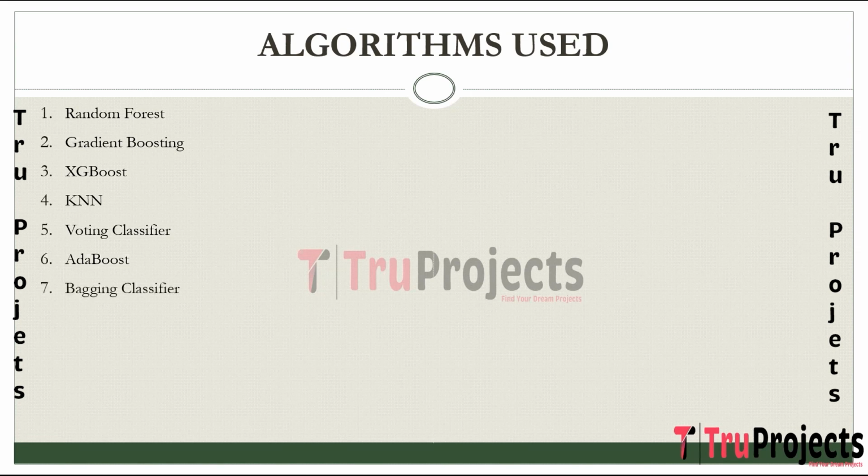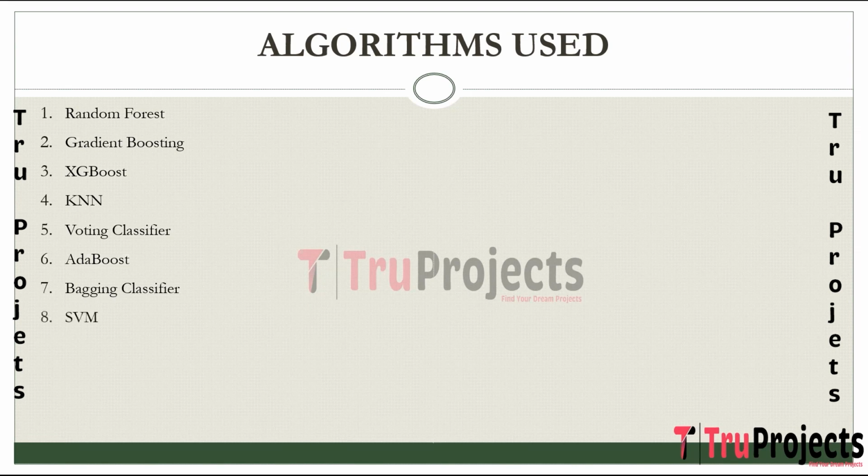The next algorithm is bagging classifier, which is the bootstrap aggregating technique. Bagging is an ensemble learning technique that creates multiple subsets of the training data by bootstrapping and trains a base learner on each subset. The final prediction is made by averaging or voting over the predictions of all base learners. Bagging classifier is used in the project for its ability to reduce variance and improve stability.